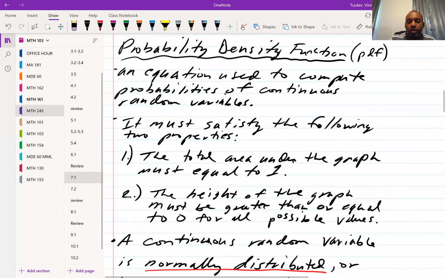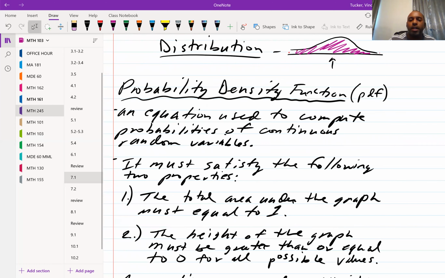Let's see, did I draw it anywhere else? No, I didn't. But your height of your graph must be greater than or equal to 0 for all possible values. And you're talking about the height of this graph. So in other words, it can't be negative. So when we go to our percentages, you'll see that our percentages will never be negative.